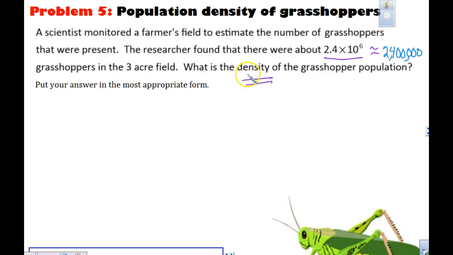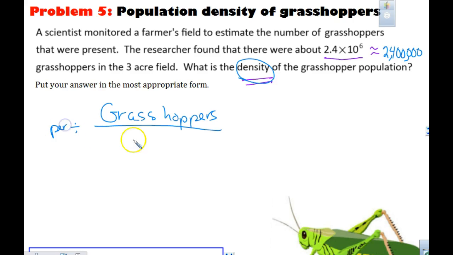And in 3 acres, when they say density, they want to know how many grasshoppers per 1 acre. Well, we knew there were 3 acres, right? That's how our problem started. We had 3 acres of land, and we have 2.4 times 10 to the 6th. And the question comes up when we're taking the test, hey, do I always have to do everything in scientific notation? No. So if we are looking at this, we should have had our 5 zeros behind that.